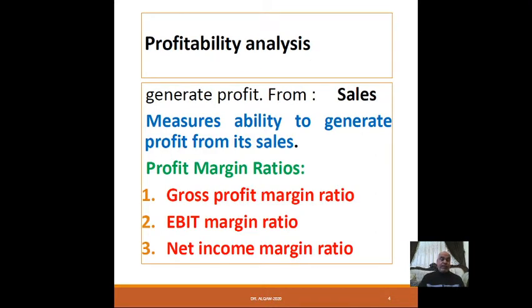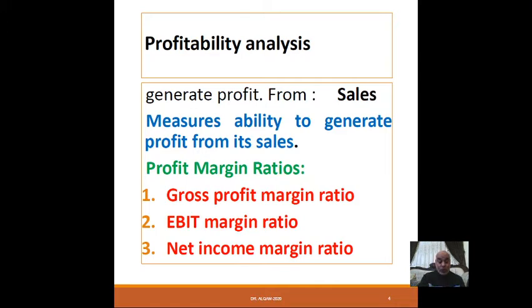If from owner's equity, we need to compute return on common equity. So, in this slide in detail, we talk about generating profit from sales. These ratios measure the company's ability to generate profit from its sales. So we have 3 major ratios for margin ratios. The first one, gross profit margin ratio. The second one is earnings before interest and tax, or operating income margin ratio. The third ratio is net income margin ratio.